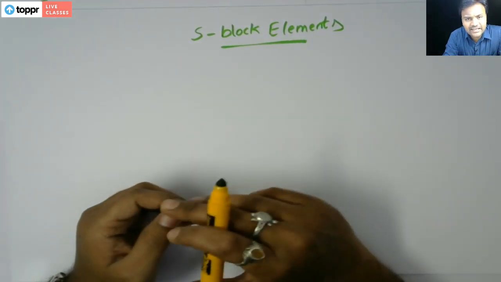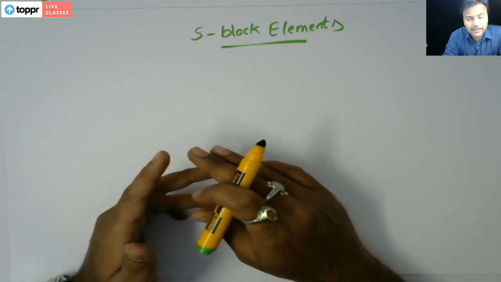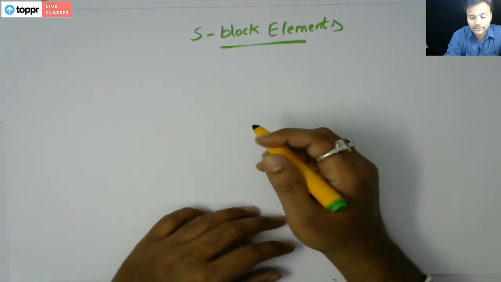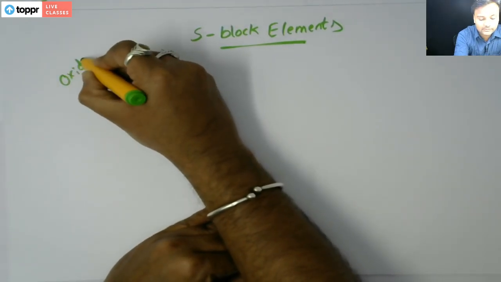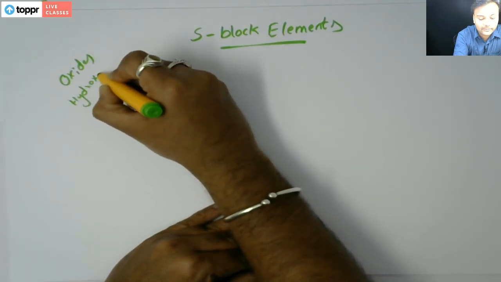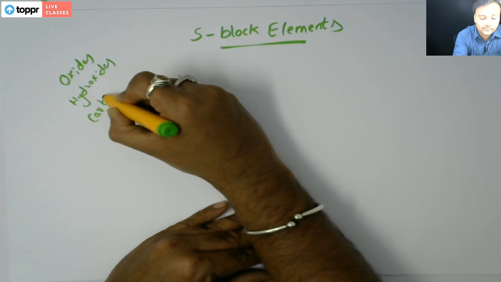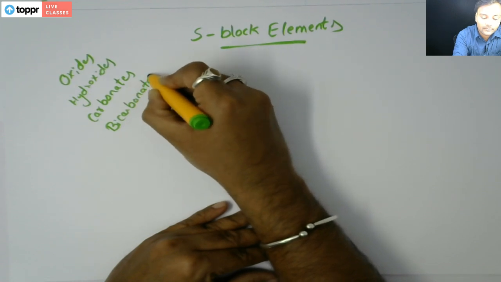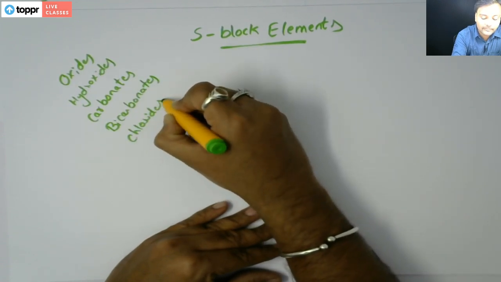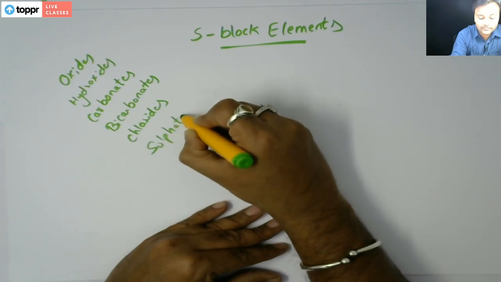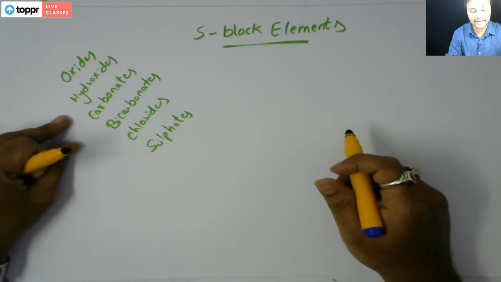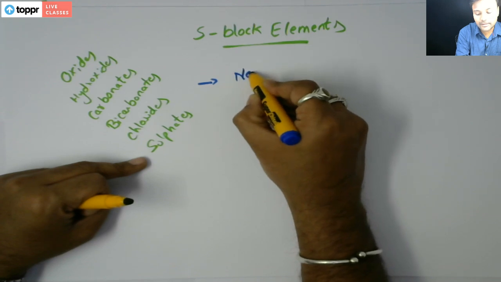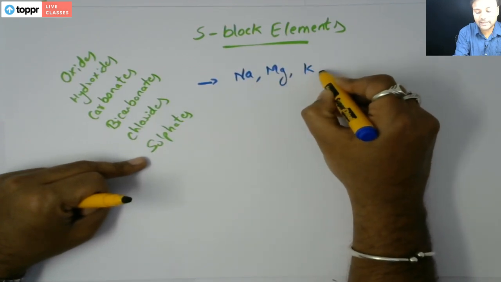As far as your JEE syllabus is concerned, we need to study the preparation, the physical and chemical properties, as well as the uses of oxides, hydroxides, carbonates, bicarbonates, chlorides and sulfates. So you need to study the oxides, hydroxides, carbonates, bicarbonates, chlorides and sulfates of sodium, magnesium, potassium and calcium.